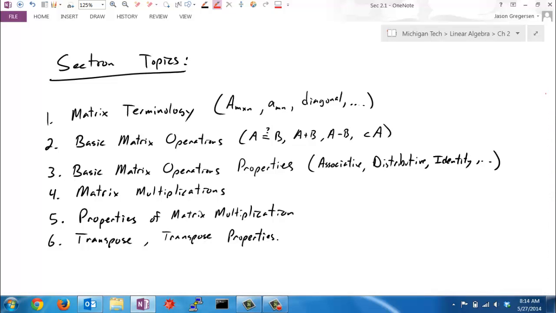We're also talking about the elements being little m sub little n. Talk about what diagonal elements are, what a diagonal matrix is. We talk about the basic matrix operations, how to add, subtract, and do all that stuff. We'll pick up some properties so we can do a little bit of algebra with the matrices. We'll talk about matrix multiplication and look at some of those properties, and last we'll talk about the transpose. So those are the big topics.